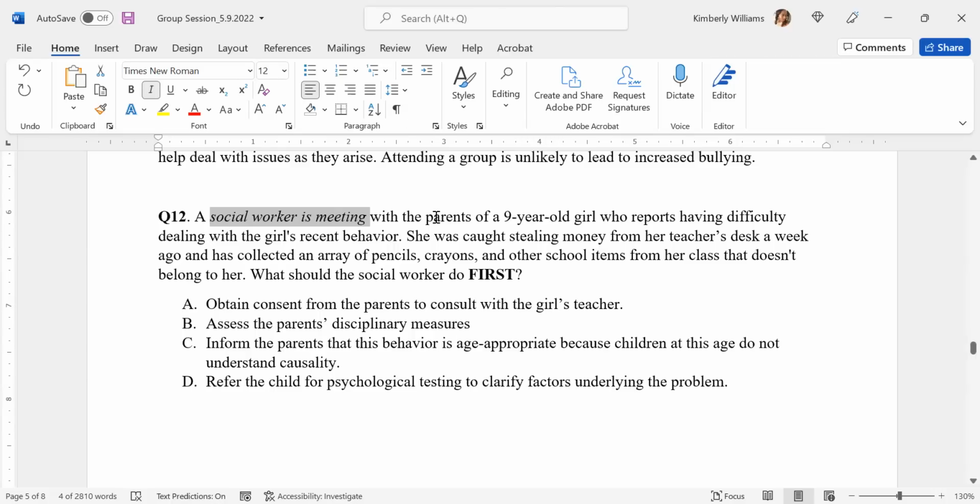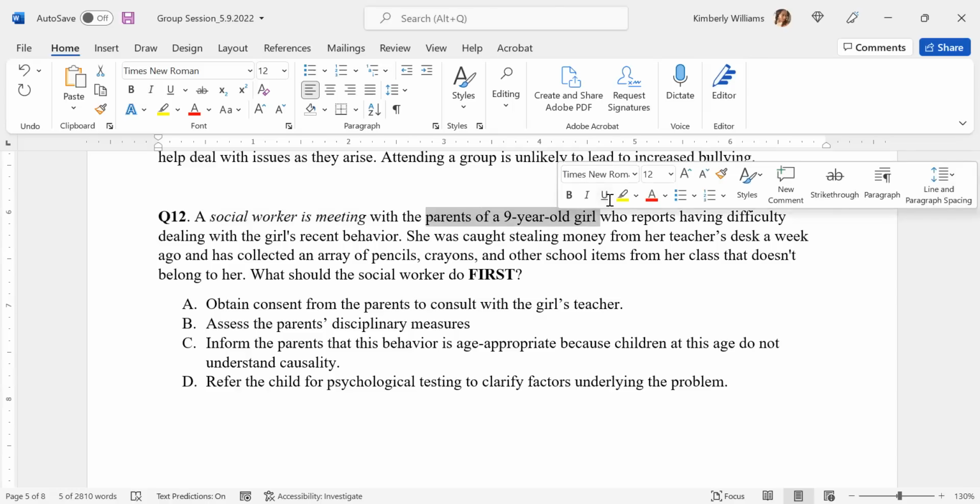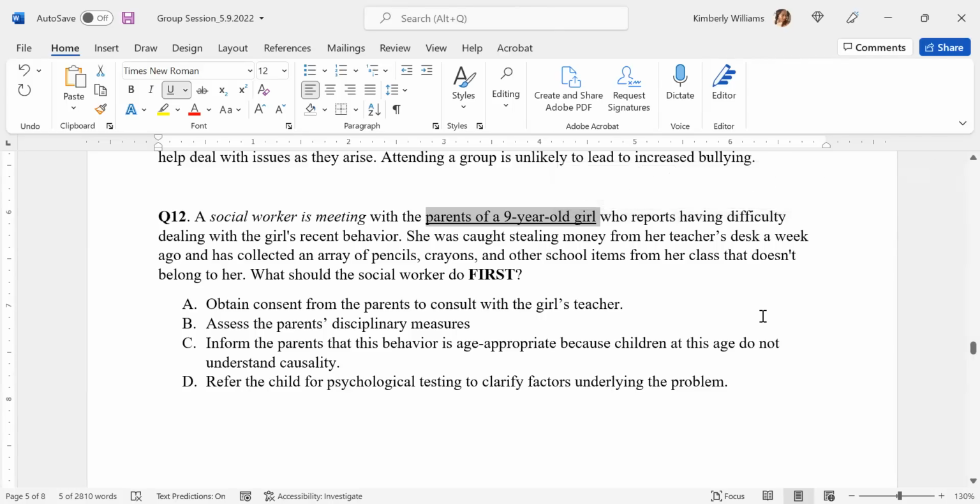So we have a 9-year-old, Rochelle. We meet with the parents of a 9-year-old. What's going on in the situation? What's the priority issue here? The parents are reporting having difficulty dealing with the girl's recent behavior. Okay. So everybody is in agreement that that's a priority issue? Well, the issue is the girl stealing, but the presenting problem is the parents are having a difficult time dealing with her behavior. Okay.